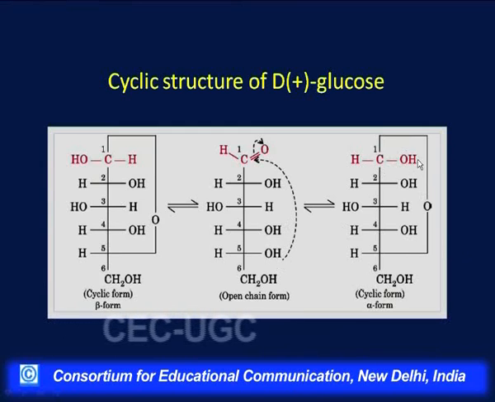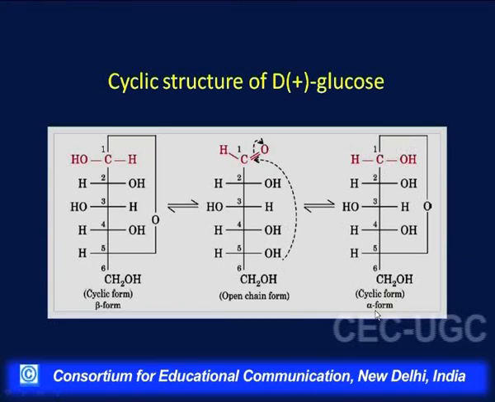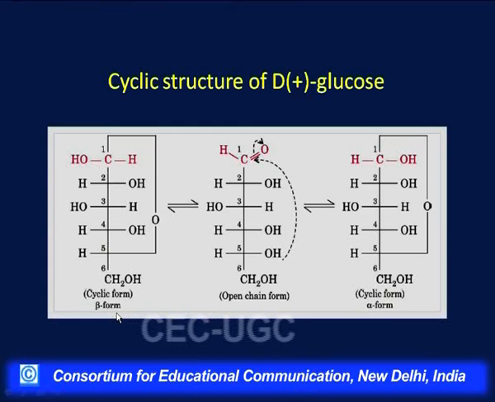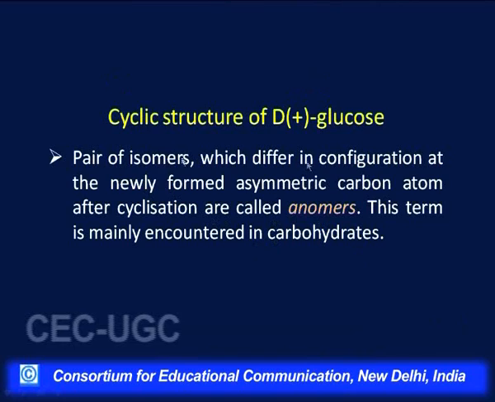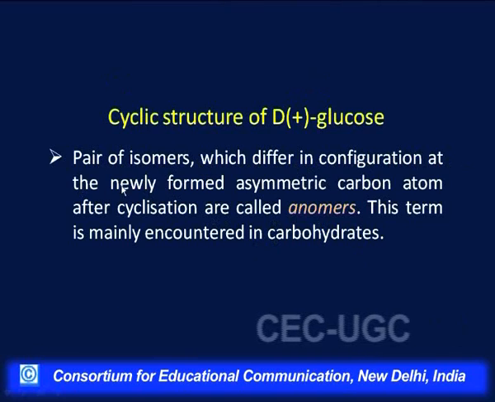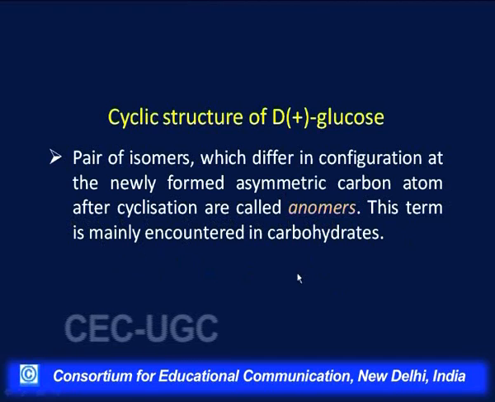So, the one which has the hydroxyl placed on the right side is called the alpha form, and the one which has the hydroxyl placed on the left side is called the beta form. Actually, these were the 2 forms in which glucose itself is obtained in the crystalline state when crystallized from different solvents. This is the alpha form, this is the beta form. Now, the definition written here: the pair of isomers which differ in the configuration at the newly formed asymmetric carbon atom after cyclization are called anomers, and this term is mainly encountered in carbohydrates only.